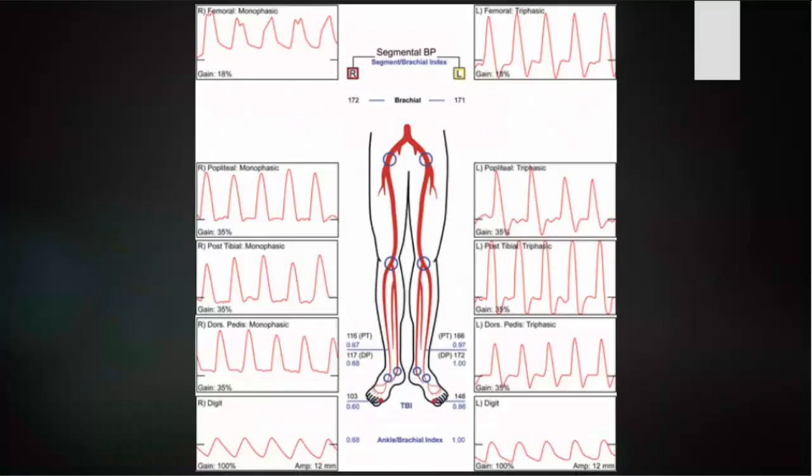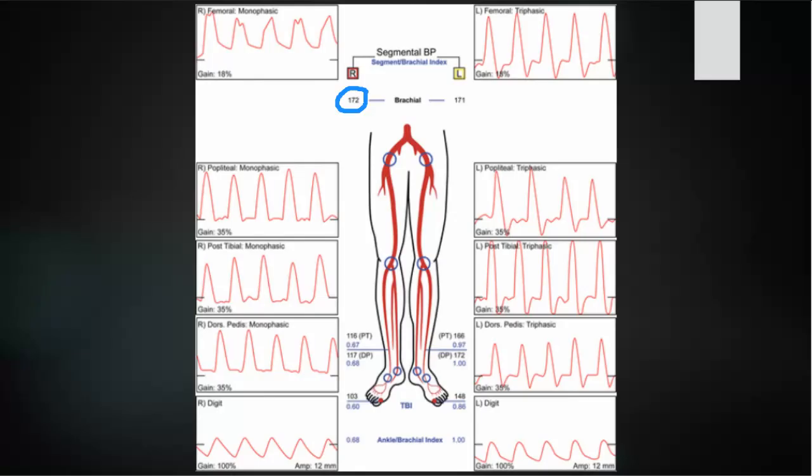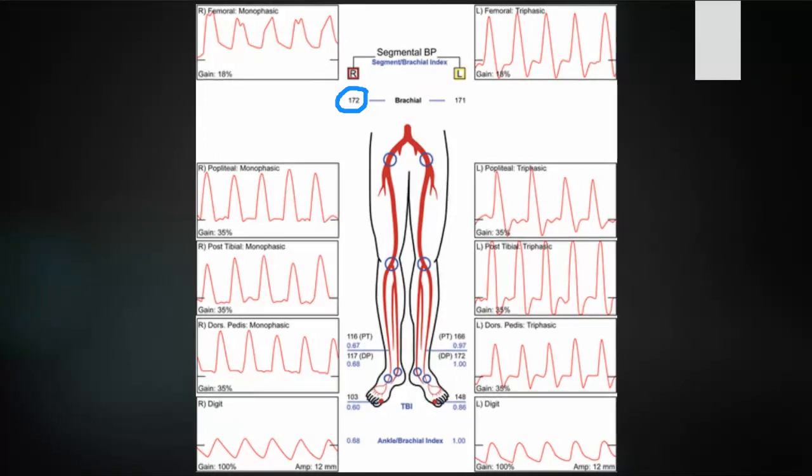So instead of interpreting the pressure levels, we're interpreting the waveforms of the artery responding to a certain pressure level. So here is going to be our specific readings. So this is saying that we are applying 172. So typically we're going to use the highest brachial, right? So it's going to be our right side. So we are applying 172 millimeters of mercury to every segment bilaterally of the legs. Depending on what is happening in those waveforms, we can tell, okay, this is abnormal or this is normal.